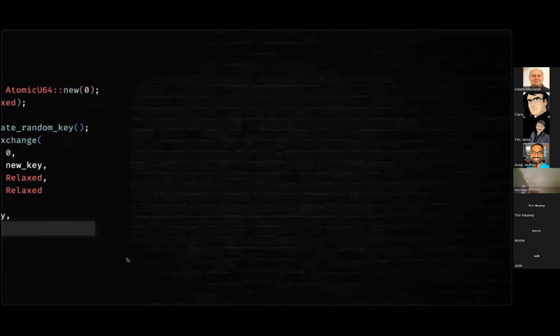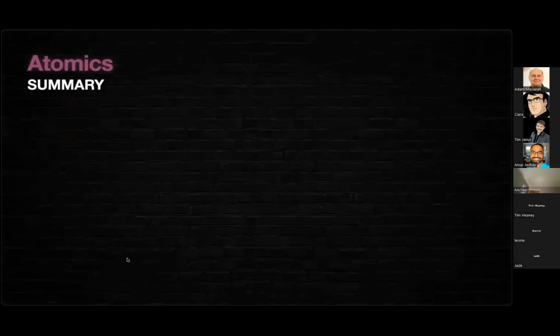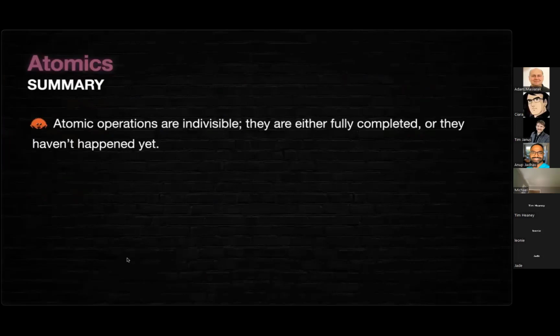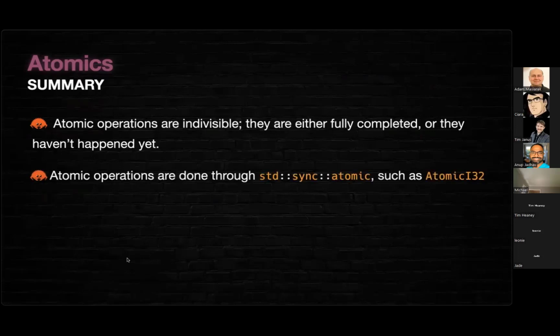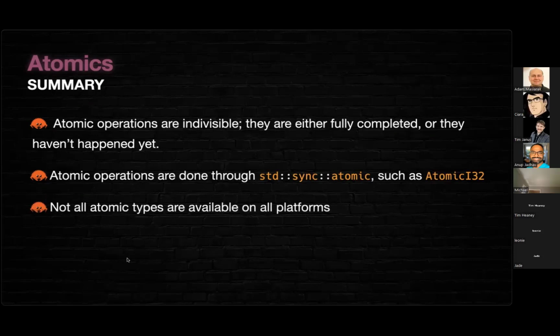Yep. Nice. So that brings us to the end of our chapter. To summarize, atomic operations are indivisible. They are either fully completed or they haven't happened yet. They're done through atomic types like atomic I32, atomic U32, etc. Not all atomic types are available on all platforms, although the book doesn't provide more details on this yet.